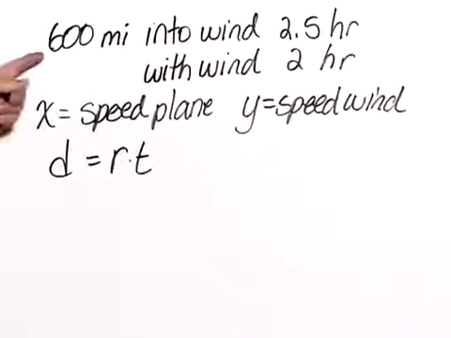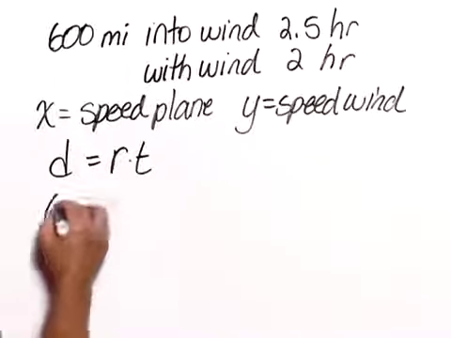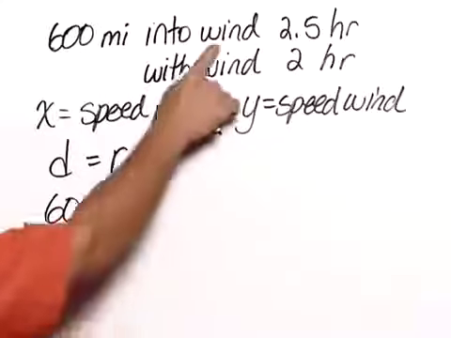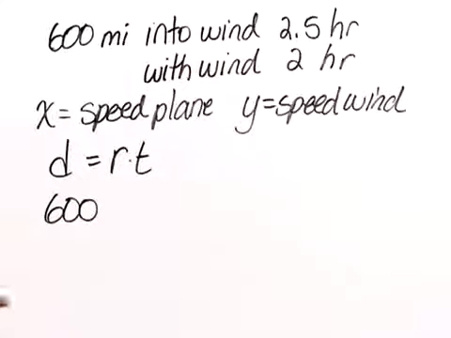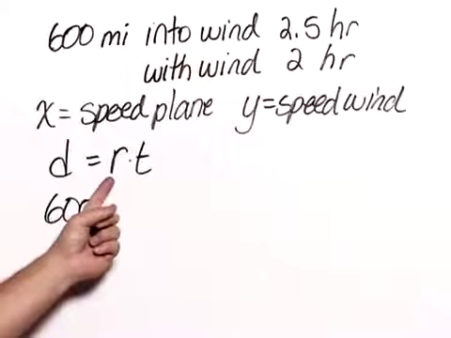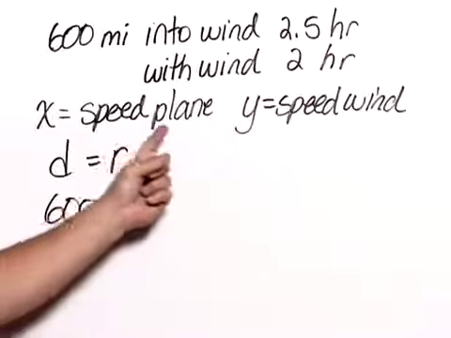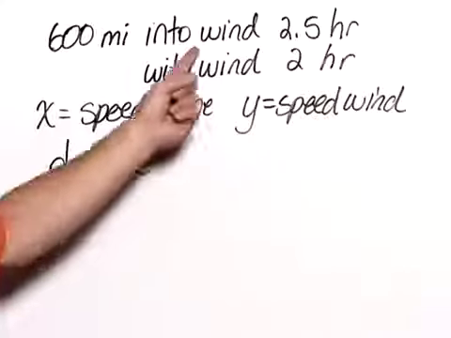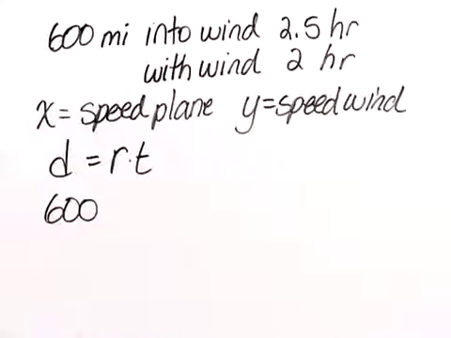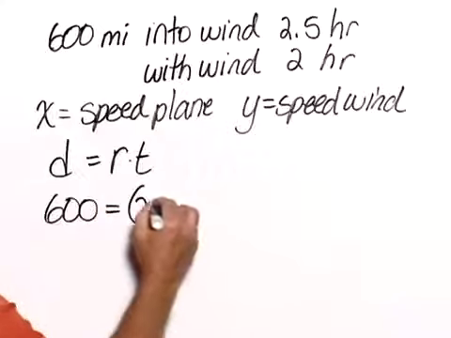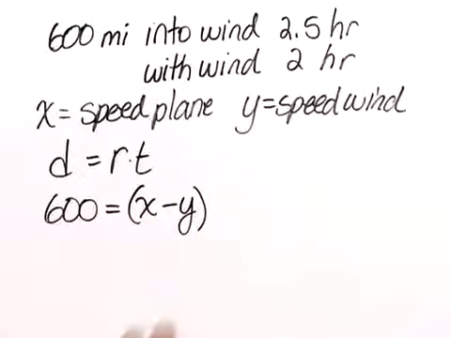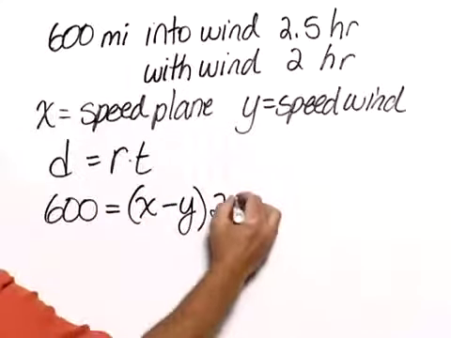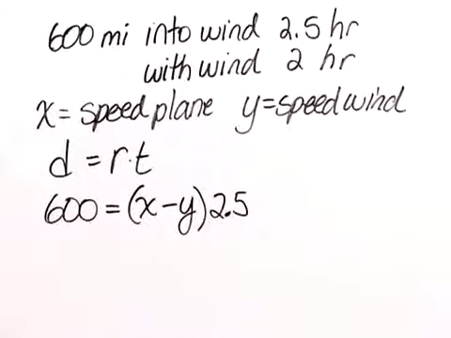So we know the distance is 600 miles traveling into the wind. Well, what would be the rate? That would be the speed of the plane minus the speed of the wind, because going into the wind slows one down. So this would be x minus y, and then the time is the 2.5 hours.